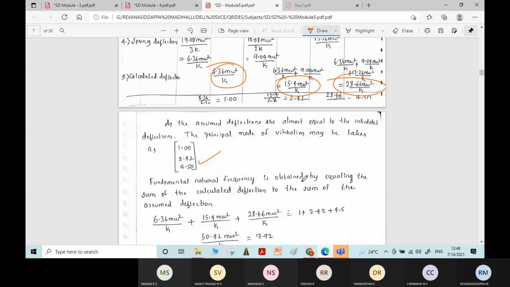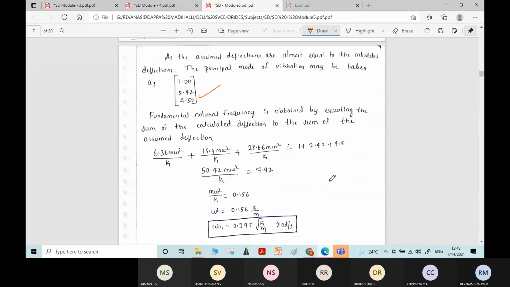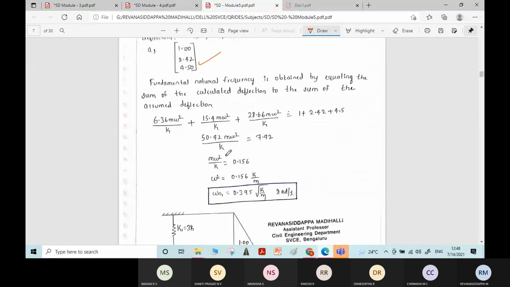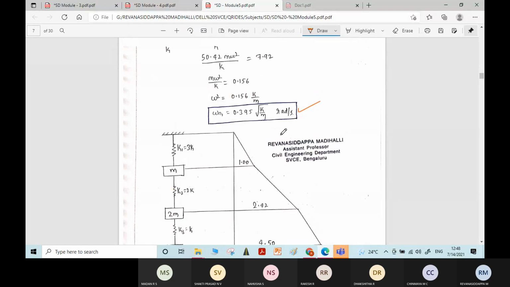The fundamental natural frequency is obtained by equating the sum of the calculated deflections to the sum of the assumed deflections. Sum of this 6.36 m omega square divided by k plus this term and this term is equal to 1 plus 2.42 plus 4.5. Equating both the summations, finally you will get m omega square by k equal to 0.156, omega square equal to 0.156 k by m, omega n equal to 0.395 root of k by m. Like this you can find the natural frequency.